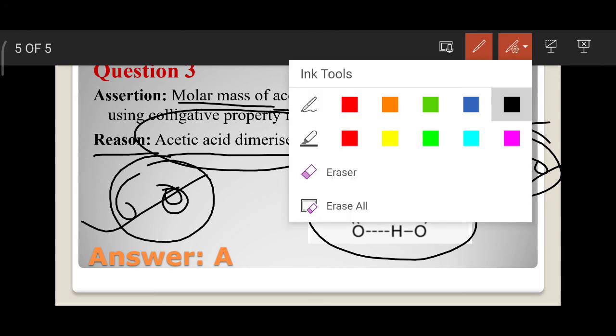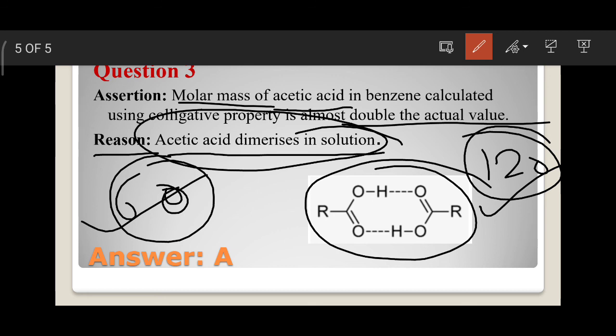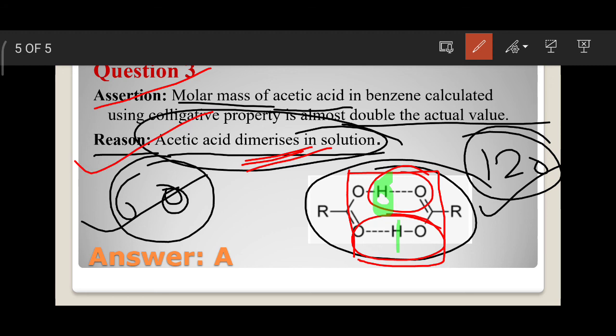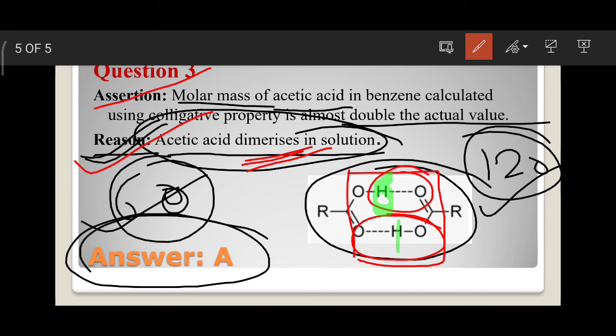We also know that acids dimerize. The hydrogen attached to oxygen forms hydrogen bonds with another molecule, and they form a dimer. Because of this strong hydrogen bond formation between two acid molecules, they exist in dimerized form. That means our assertion is correct and the reason is also correct, and the reason clearly explains our assertion, so we get A as our final option.